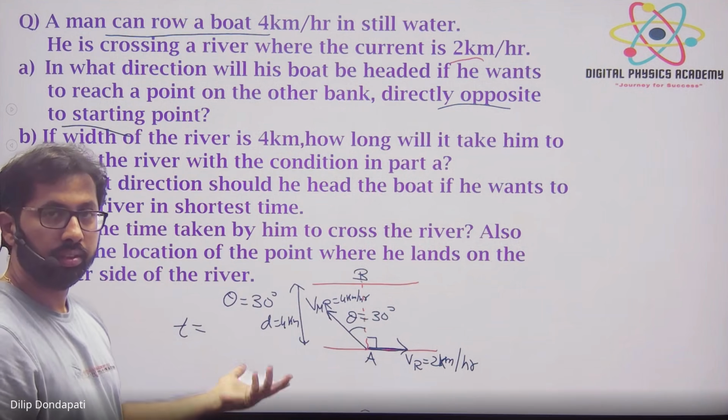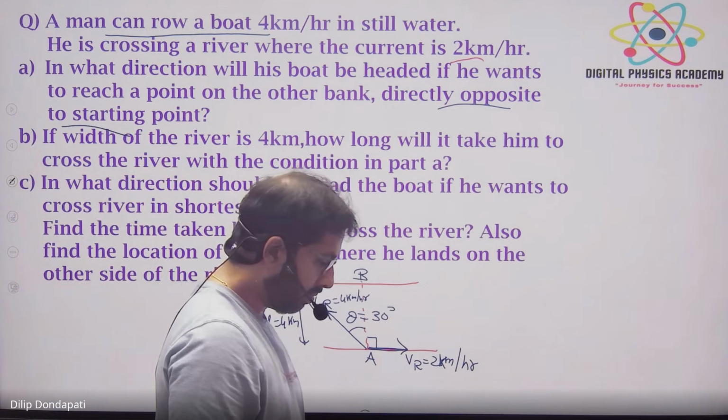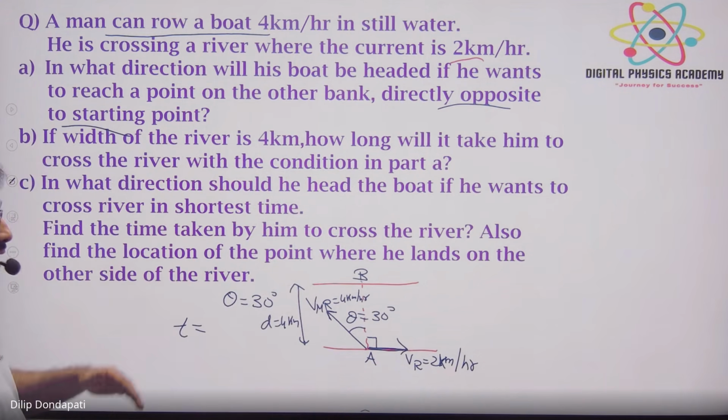So don't we have to use d by root of vm square minus vr square? Yes. So 2 by root 3 seconds. Yes, 2 by root 3 is the time. Is it understood? Time taken is vertical distance by vertical speed, or you can take the component also.